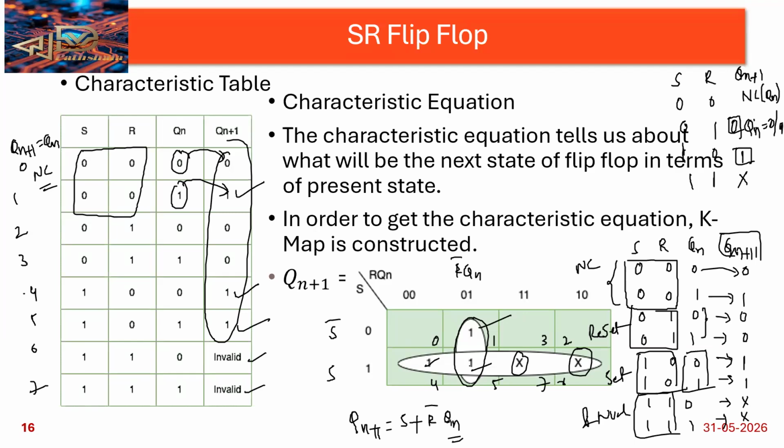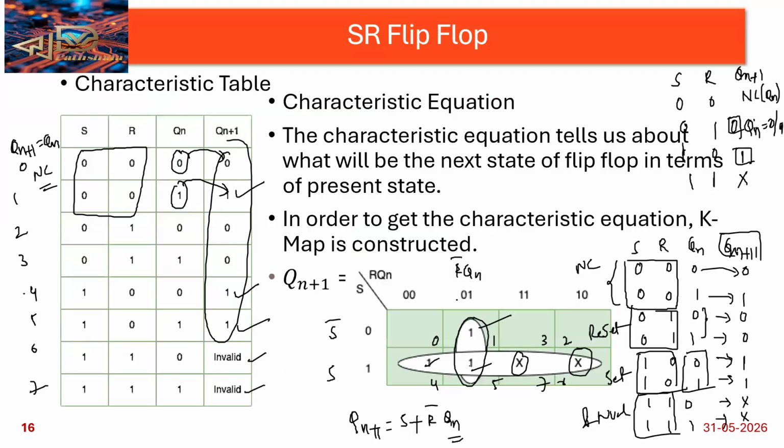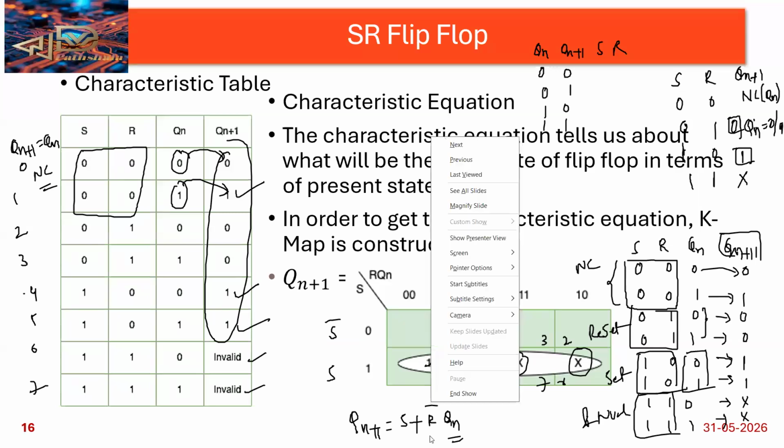Same thing, the excitation table. How do we get the excitation table? Based on the Qn and Qn plus 1 values, the S and R values will be decided here. In the previous one we drew the characteristic table, so from this I will write the excitation table. This is my Qn, then Qn plus 1, and S and R. For Qn there are four conditions: 0 0, 0 1, 1 0, 1 1. For these four conditions, what are the S and R values? Check this.